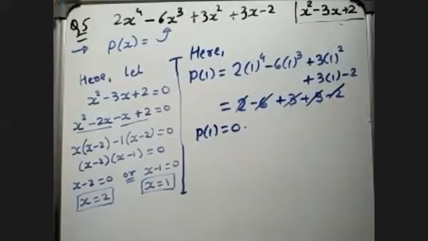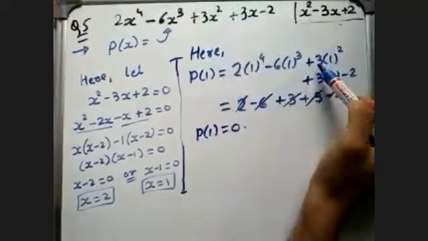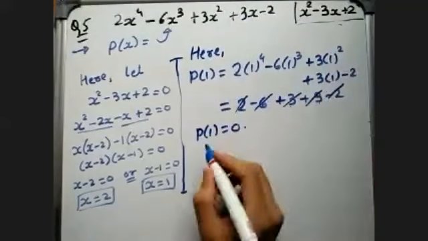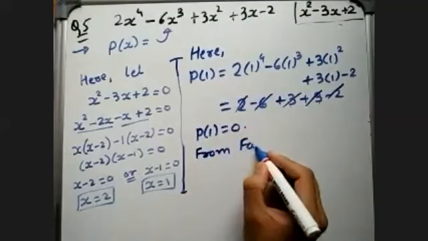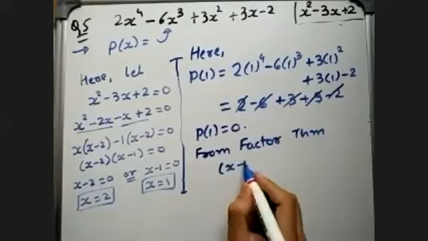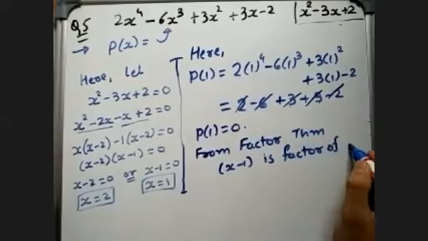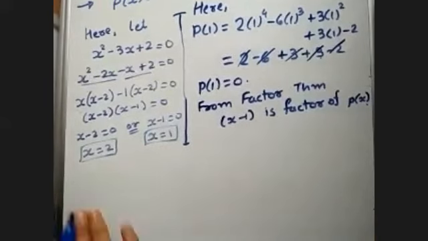So from factor theorem, this is 3x square and this is 3 into 1 square. So what is the doubt, Janvi? So if p of 1 equals 0, then from factor theorem, x minus 1 is a factor of p of x. So similarly, let us check p of 2.